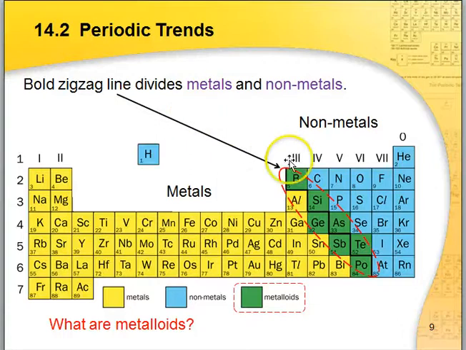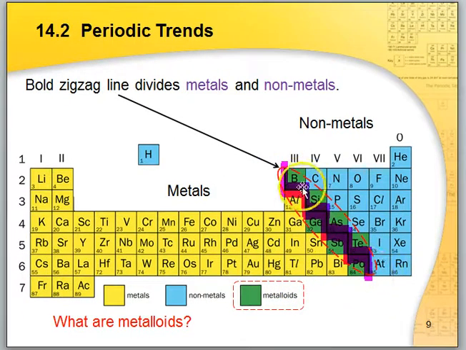You'll see the bold zigzag line in the periodic table which you always see. Let me use a different color to mark it out. Use purple. You can see that there's a zigzag line over here. The elements along the zigzag line are what we call your metalloids. So what are metalloids? These metalloids have properties of both metal and non-metal.